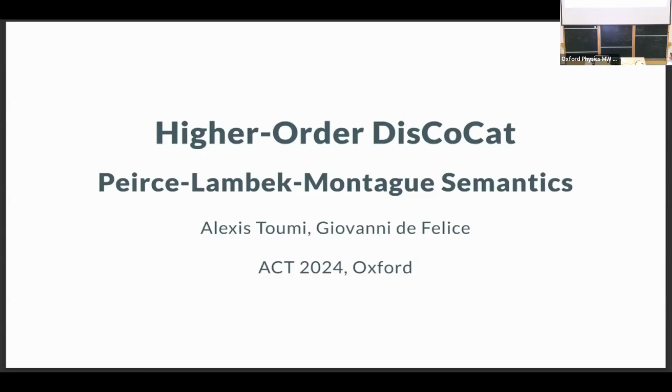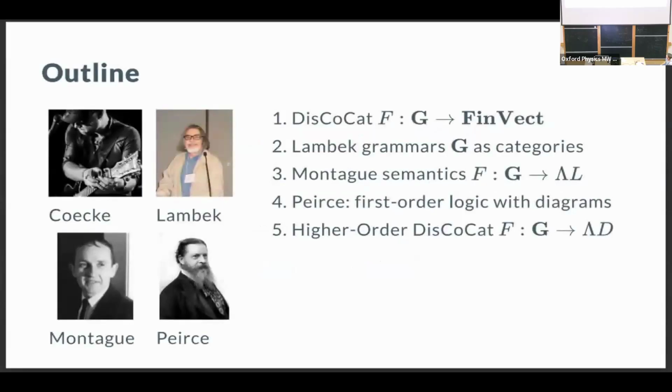I'll be talking about higher order DisCoCat and what we call the Peirce-Lambek-Montague semantics. This is joint work with Giovanni de Felice, and it's basically a summary of the 500 pages of our two theses combined in half an hour. So let's get started. The outline is made of these 4 characters.